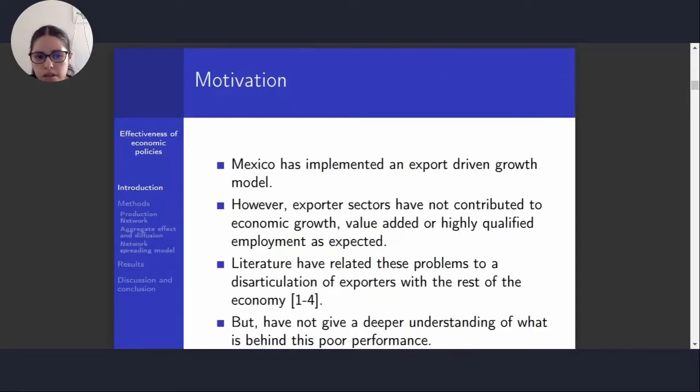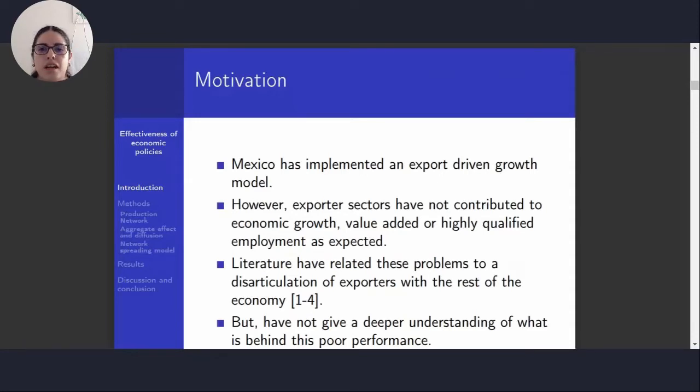So the motivation is Mexico has implemented an export-driven growth model. What it means is that the government has focused on promoting some export sectors in the hopes that they will promote growth, promote employment, promote a lot of benefits for Mexico. However, these exporter sectors have not contributed to economic growth as they were expected to. So we can say that this model or this policy that the government has been implementing for the last 30 years has not been successful.